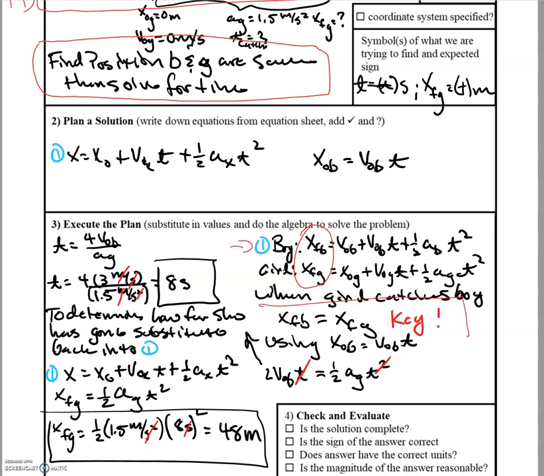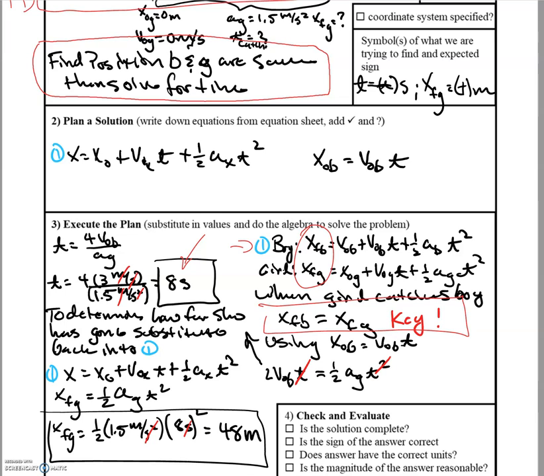That's why I have that being the key. That's probably the hard part to pick up on. What does it mean when the girl catches the boy? Well, that means they're at the same final position. Setting those two equations equal to each other, they both are in terms of time. One of those t's cancels out, and you can solve for time. You find that the time is equal to 8 seconds. It takes the girl 8 seconds to catch the boy.